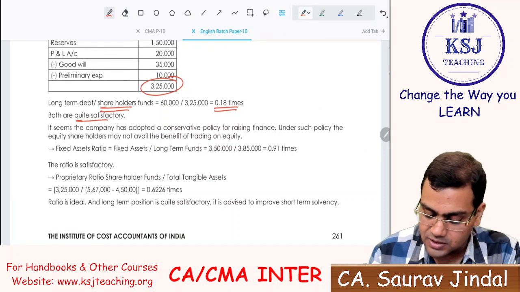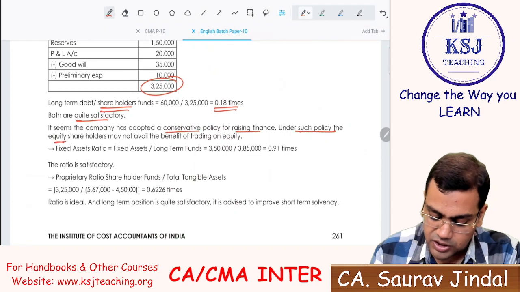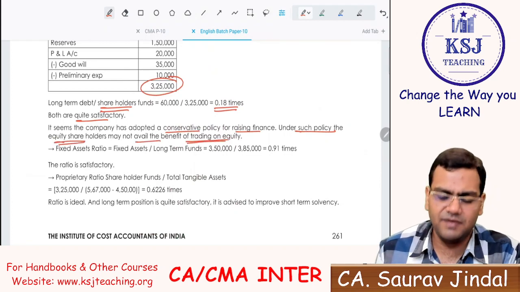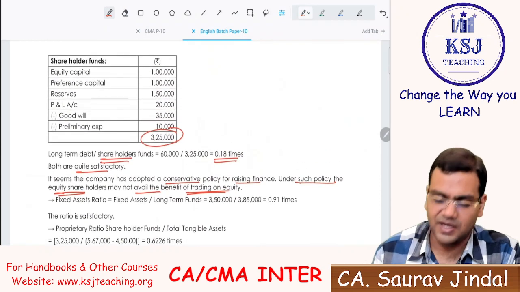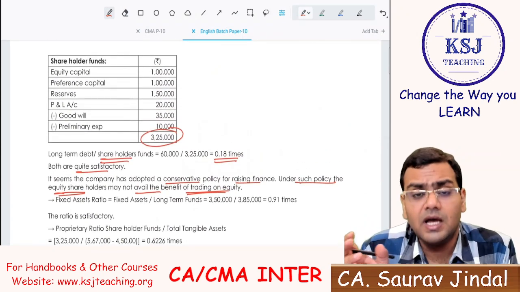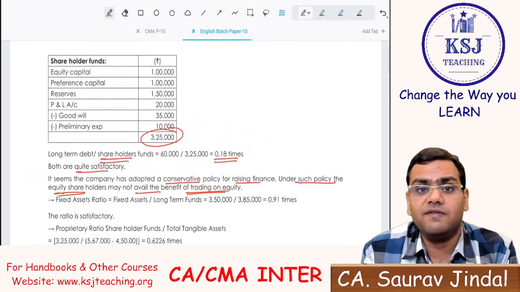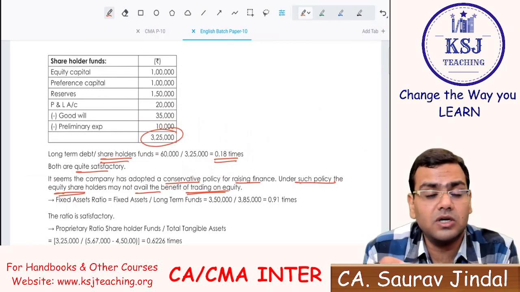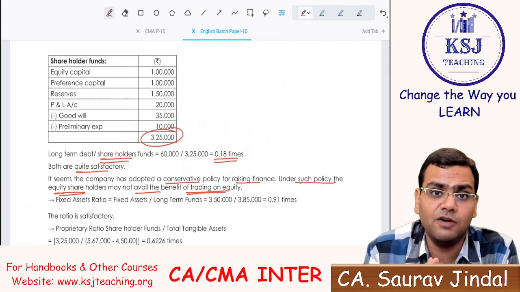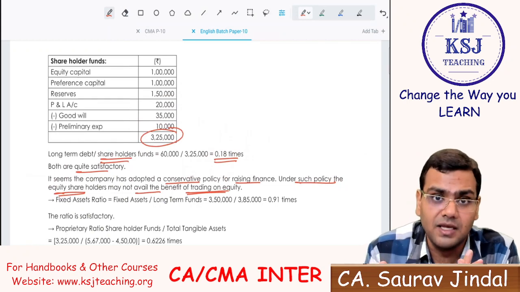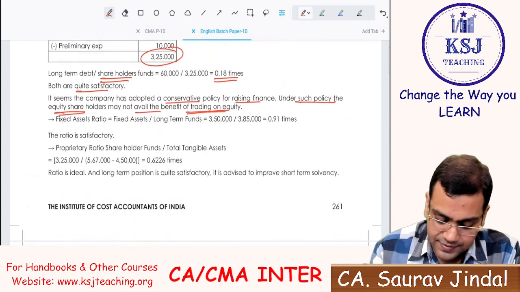It seems that the company has adopted a conservative policy for raising the finance. Under such policy, the equity shareholders may not avail the benefit of trading on equity. But yes, it is quite satisfactory that they have employed a sufficient amount of debt in comparison to the equity. If you have excess of debt, even that is not good, because then you have the fixed commitment of paying off the interest. But at the same time, if you have less debt, then you are at the risk of losing all your own money, right?